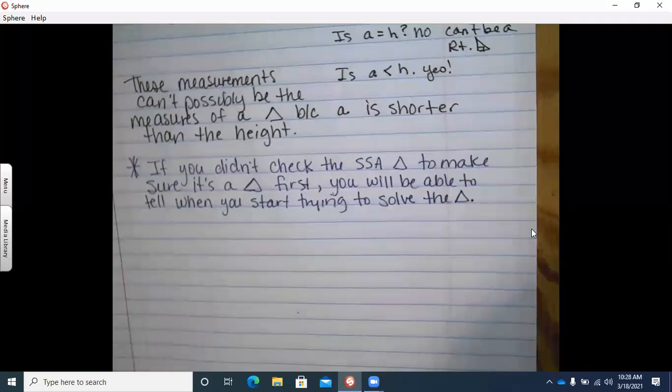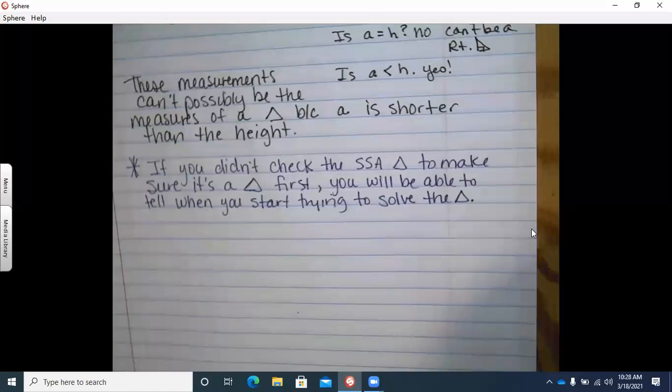It could either be not a triangle at all. It could be a regular old triangle. It could be a right triangle, or it could be two separate triangles, right? That only happens on triangles where you're given two sides and an angle, and the angle's not included in between the two sides. That's when this happens.